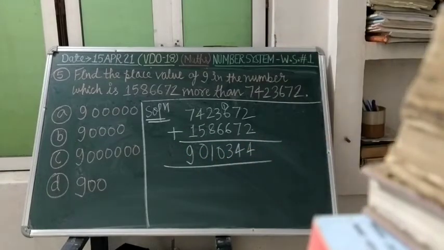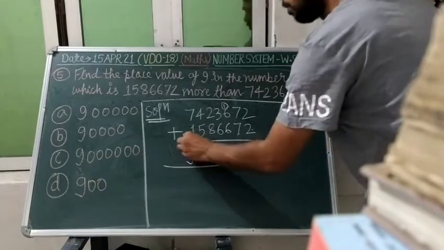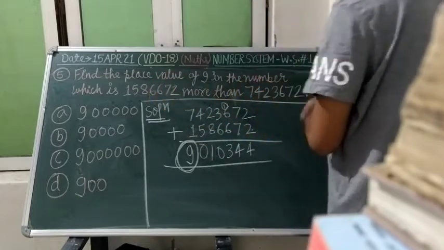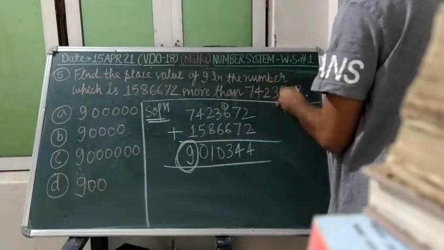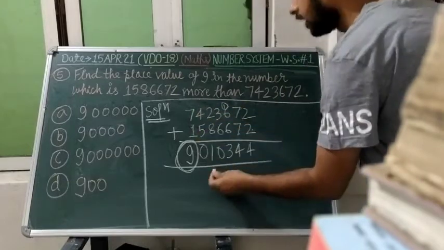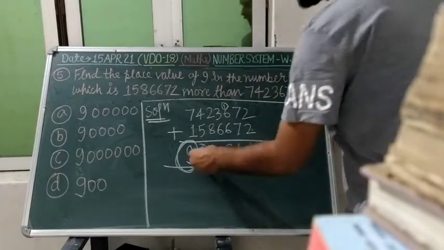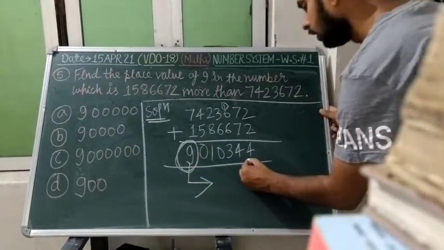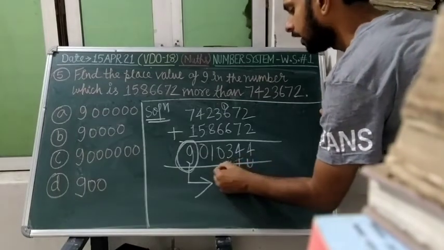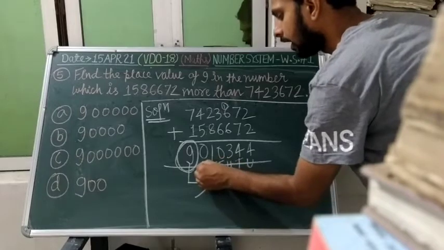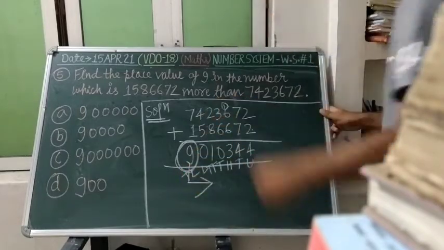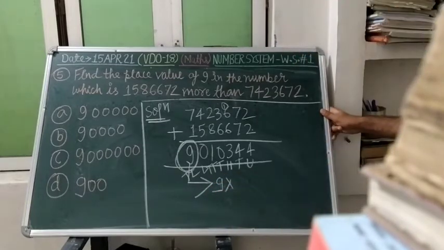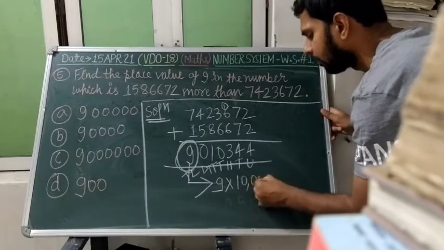So the number is coming this, and we want to find out the place value of 9, which is in this number. So the number more than this will be this plus this, and we want to find out the place value of 9 here. So unit, 10, 100, 1000, 10,000, lakh, 10 lakh. So 9 is present at the place of 10 lakh. So 9 into what? 10 lakh. And 10 lakh will give us this much.